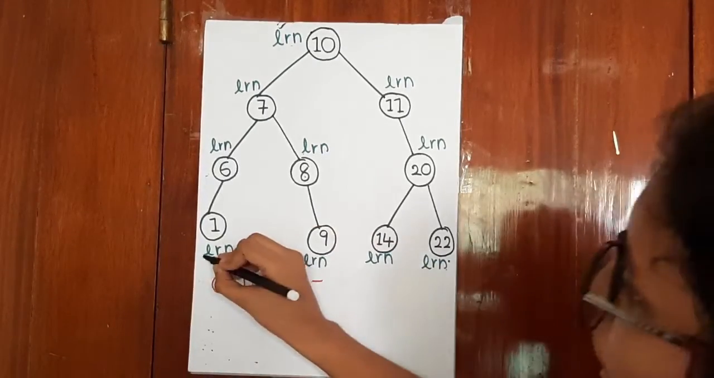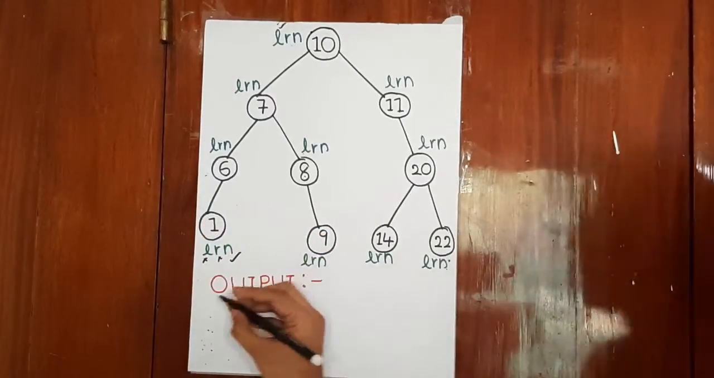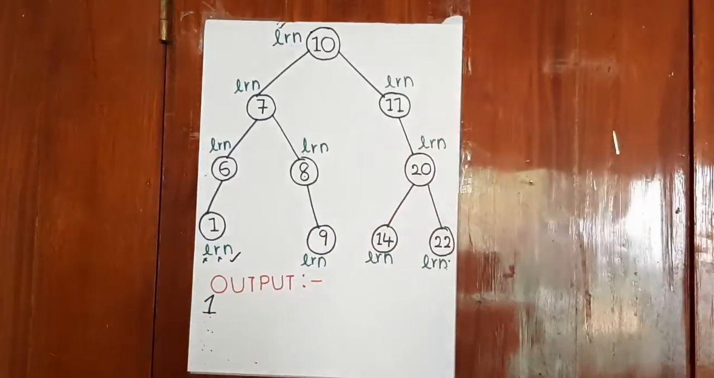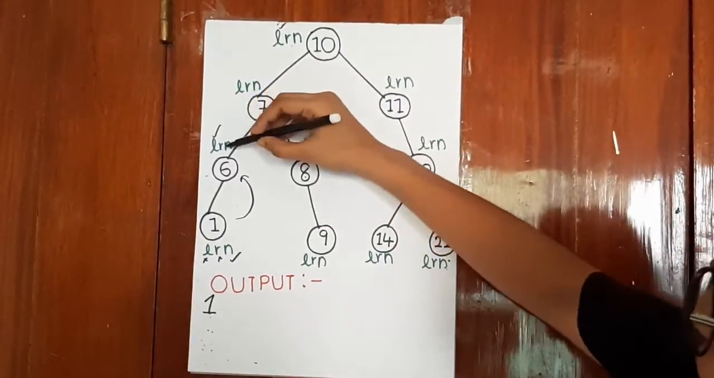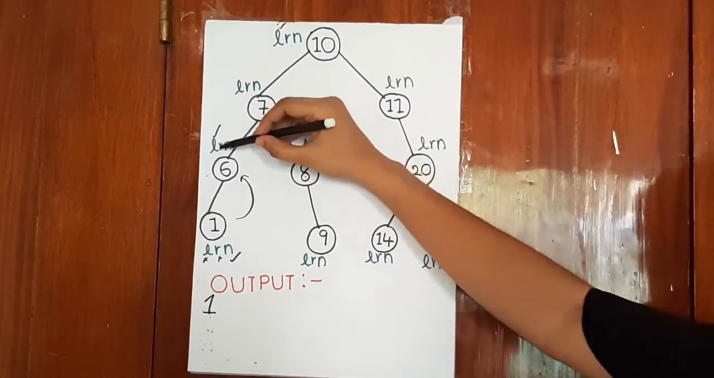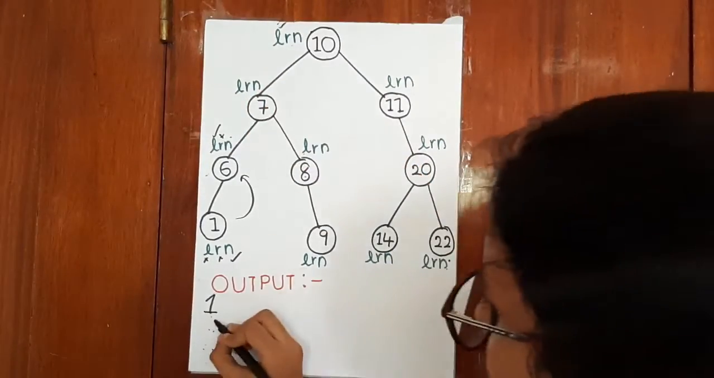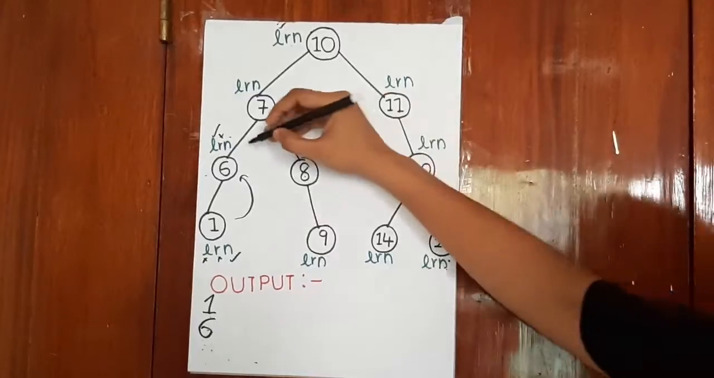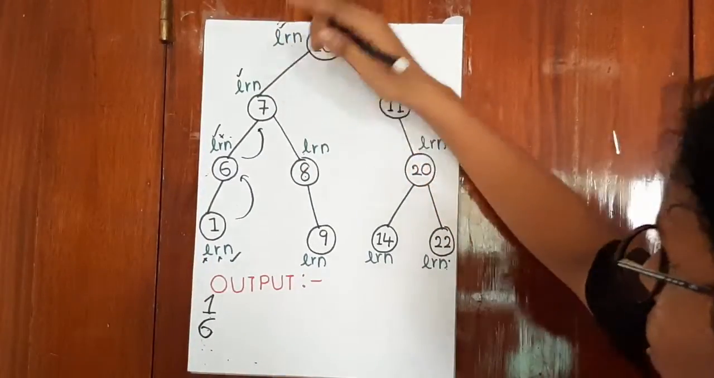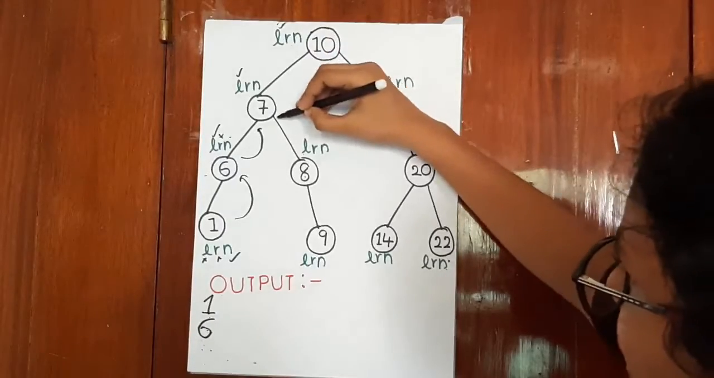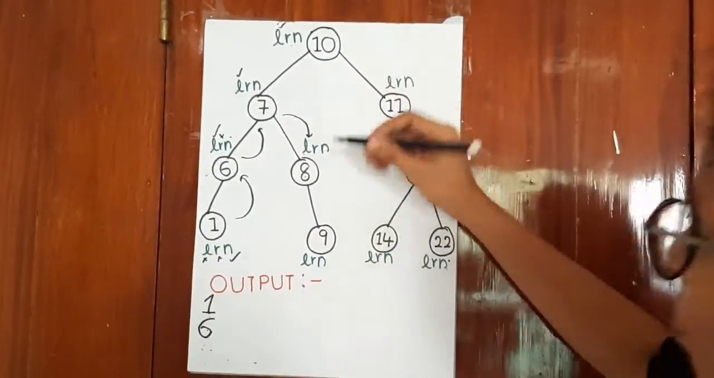So the left is null, the right is null, so this one is executing. 1 is printing here. After that I have to move back. This one is executed, so I have to look for the right child. There's no right child, so this one is executing. So 6 is printing here. After that it moves back. This one is executed, so now I have to look for the right child. It has a right child, so it moves here.